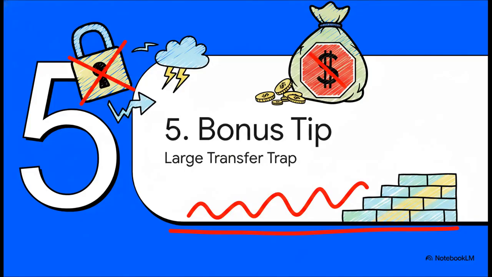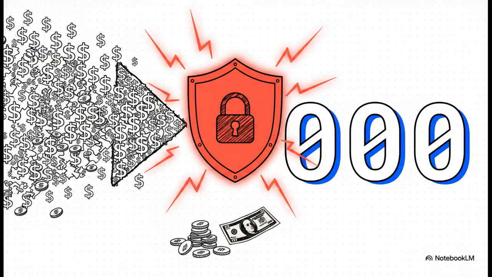And that brings us to Section 5. A little bonus for you, the large transfer trap. Sometimes it's actually the app's own internal security that triggers the failure, which brings us to a super vital bonus tip. You've got to be careful with large amounts.